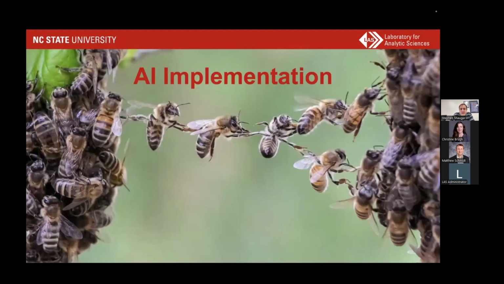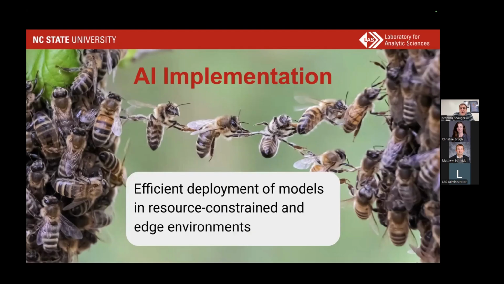Second, we have an implementation focus. You can see this bridge here of bees. We're trying to bridge from the outside world to government intelligence community problems. And that is not always an obvious path to take. But we want to enable the efficient deployment of models in circumstances where we may not have all the resources we need. Resources could be compute resources, or they could be the humans' time.